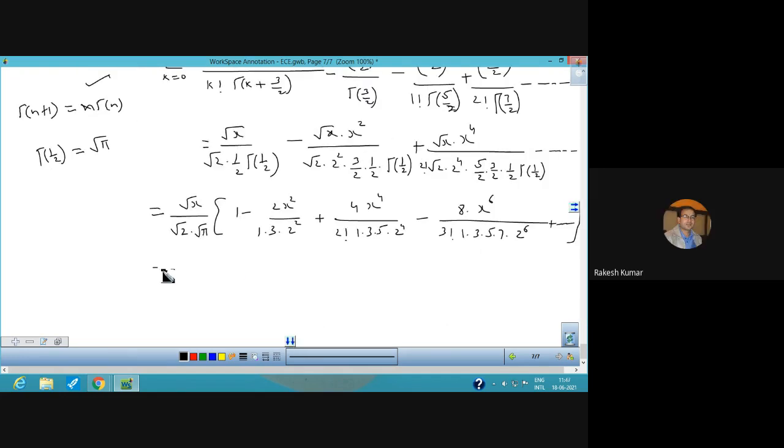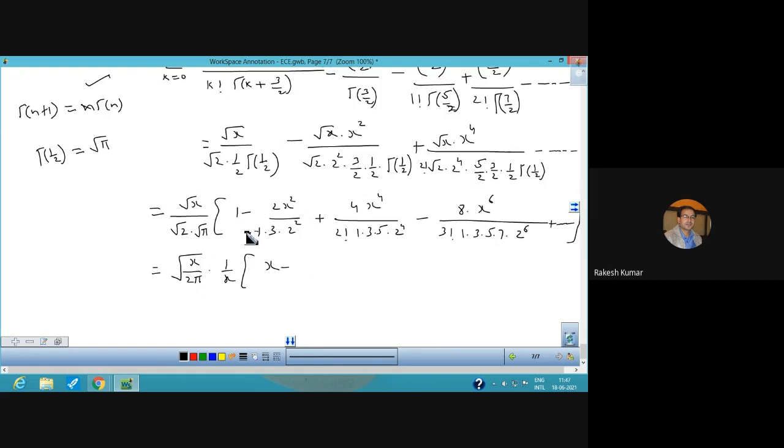Now this term can be written as x upon 2 pi square root, and you just see 1 by x can be written over here. This is the adjustment we are going to do because we need to multiply it with x. Now, why we are going to multiply? You will understand very soon.